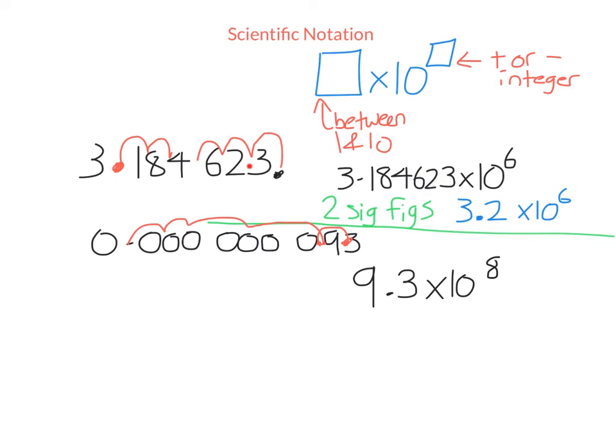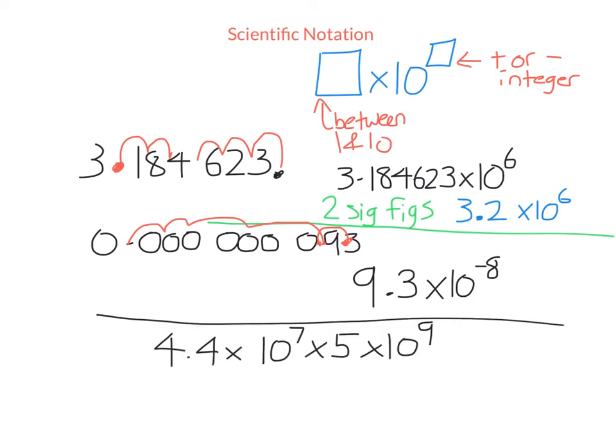If the number's really large, if it's more than 1, then the power's positive. But if it's a really small number like this, the power's actually negative. So this number in scientific notation is 9.3 times 10 to the power of minus 8.